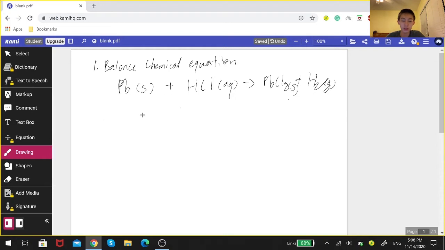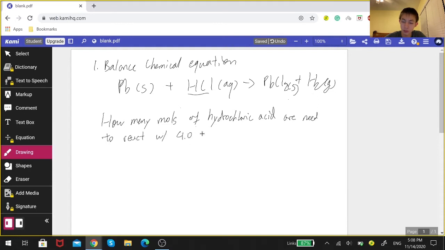And then on top of that, it told you: how many moles of hydrochloric acid are needed to react with 4.0 moles of lead? Lead is Pb. And a reminder, the word hydro-acid means it's a binary acid, and chloride is Cl. So it's HCl. Now let's see if this is balanced.